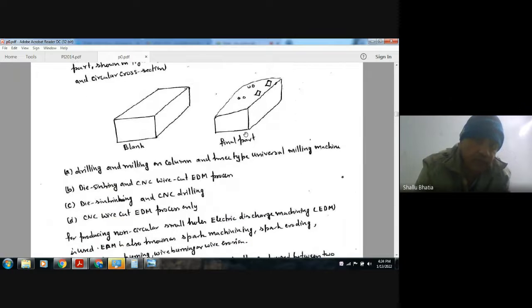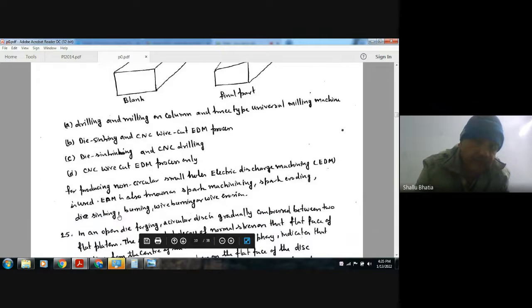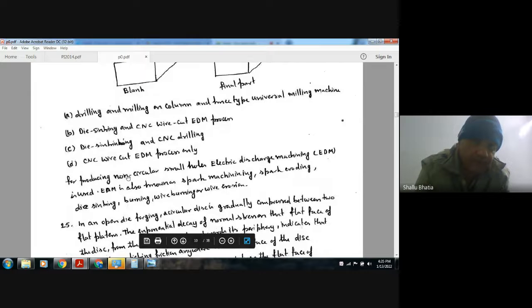Option A, drilling and milling on column and knee type universal machine. B, die sinking and CNC wire cut EDM process. C, die sinking and CNC drilling. D, CNC wire cut process only. So answer is B. For producing non-circular holes, electric discharge machining (EDM) is used. EDM is also known as spark machining, spark eroding, die sinking, burning or wire eroding.